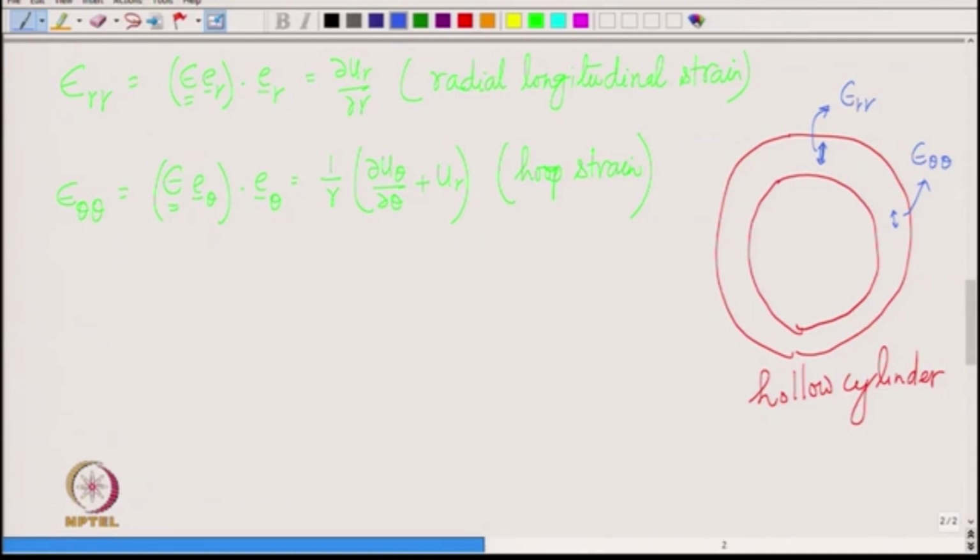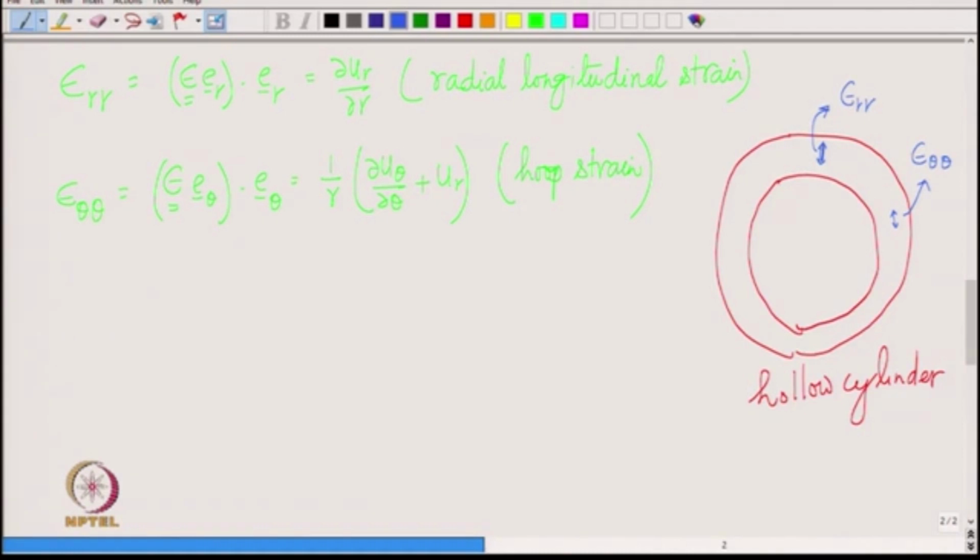See, the first term 1 over r del u theta by del theta, that is kind of intuitive, because for longitudinal strain we simply take the derivative of displacement in that particular direction divided by the coordinate in that direction, right. For example, epsilon r r is del u r by del r. So, both numerator and denominator are r. So, here it is del u theta by del theta, but why do we have this extra term?